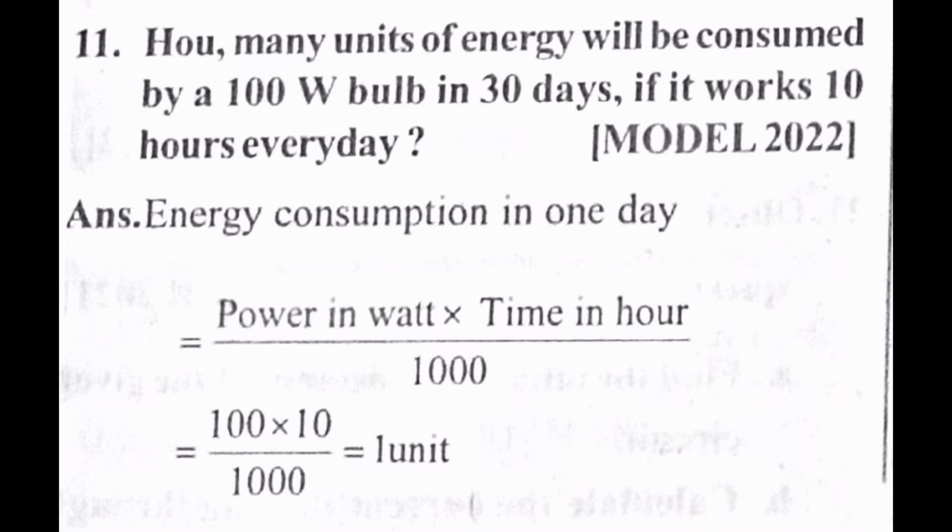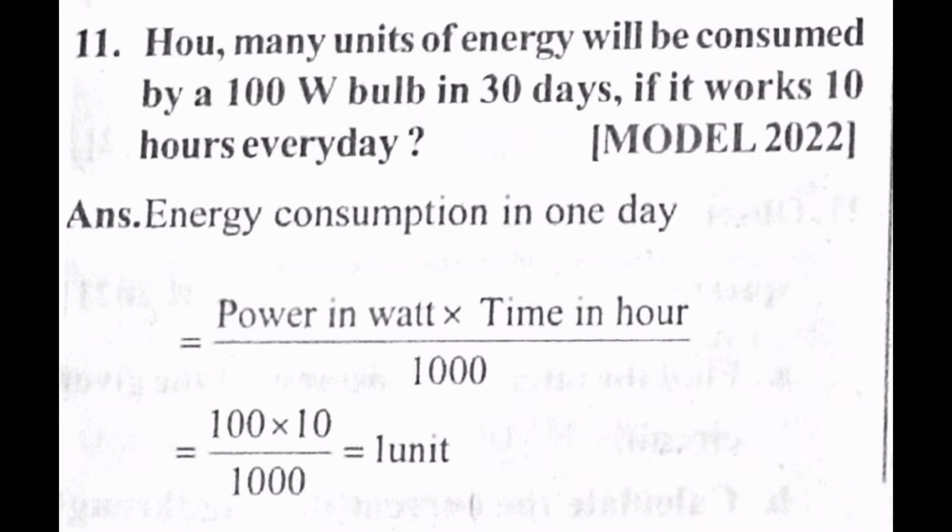So what we have to calculate? Here we have to find the unit of energy consumed in 30 days. Then how can we calculate? First of all we can find the energy consumed in 1 day. Then it will be easy to calculate for 30 days, we can multiply with 30, right? So what is the equation for finding the energy consumption in 1 day? That is power in watt into time in hour divided by 1000, right?